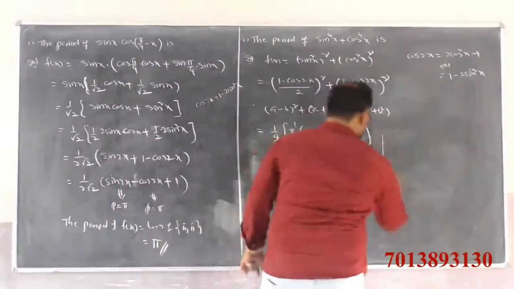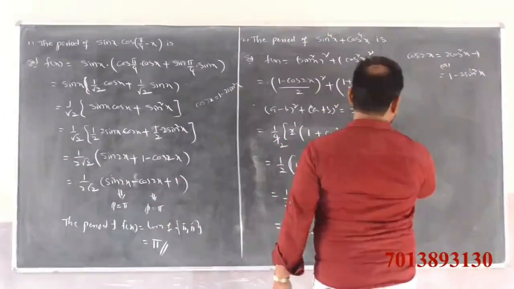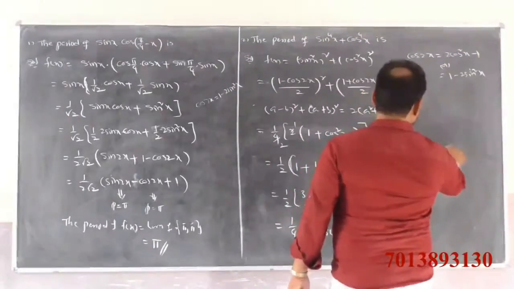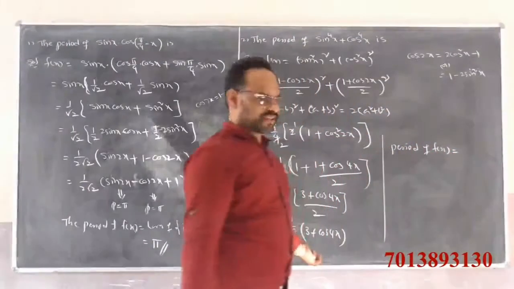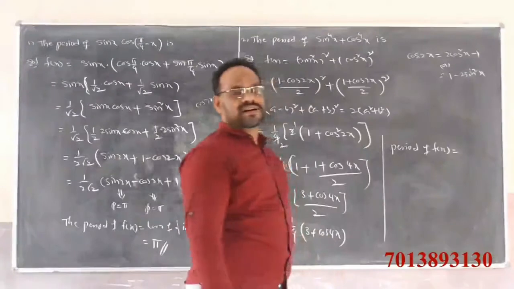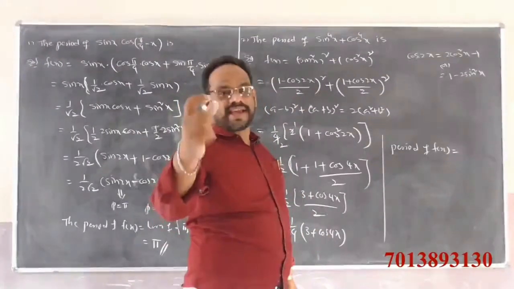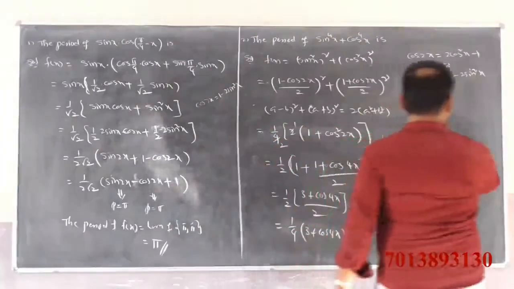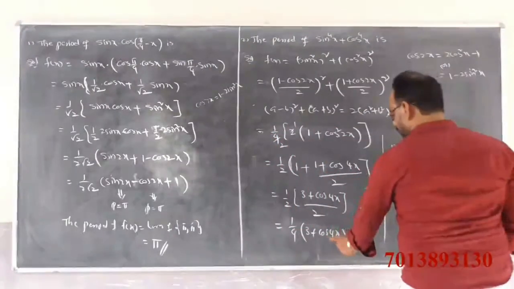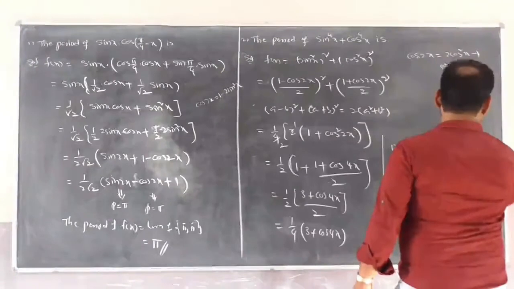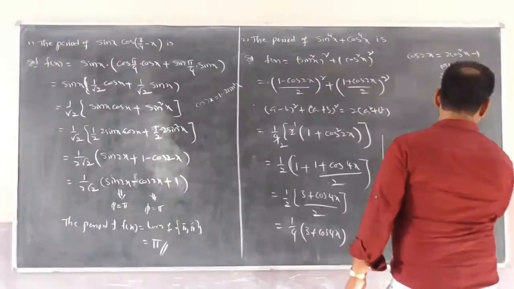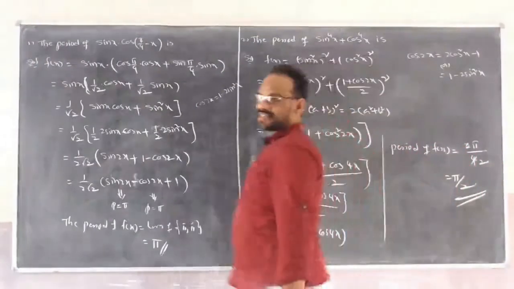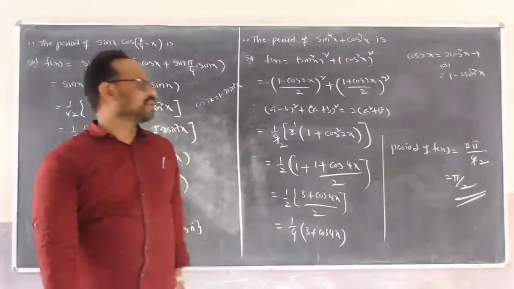We want the period of f of x. Clearly, we know that the period of cos ax is 2 pi by mod a. So 2 pi by mod a, where a is 4, we get 2 pi by 4. The period is pi by 2. Pi by 2 is the period.